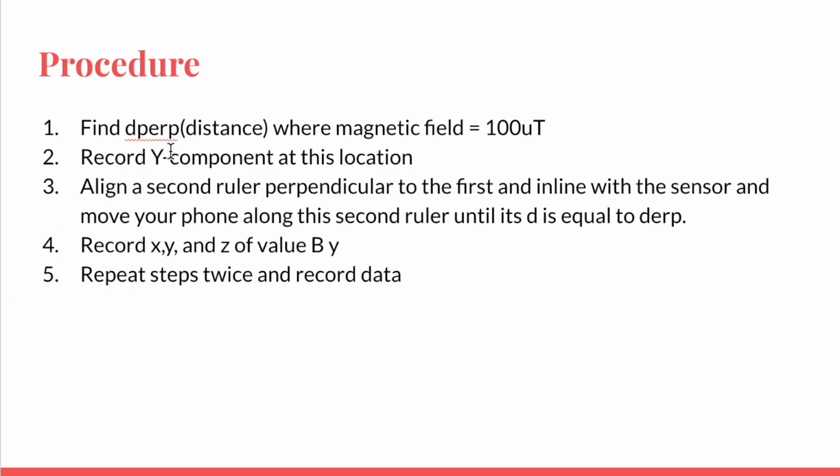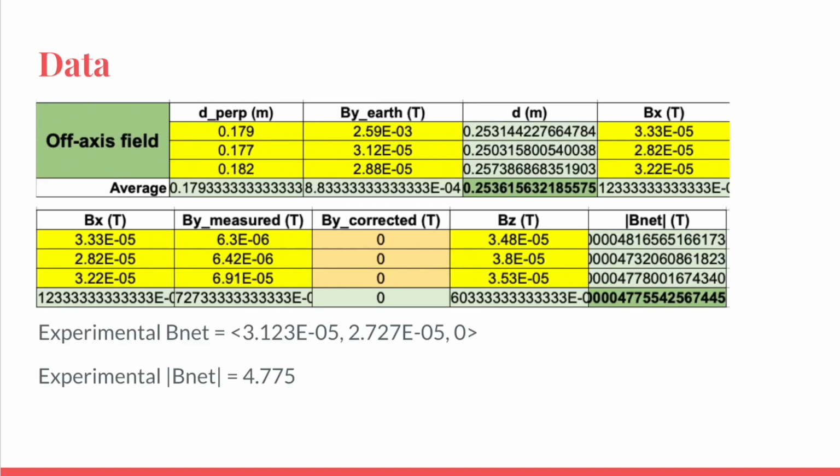The next step of the experiment was to find d-perp, or the distance perpendicular, where the magnetic field was 100 nanoteslas. Then you're going to record the Y component at this location. Then you're going to align a second ruler perpendicular to the first and in line with the sensor, and move the phone along the second ruler until d is equal to d-perp. Then you're going to record X, Y, and Z and the value of By, and then repeat the steps twice and record the data.